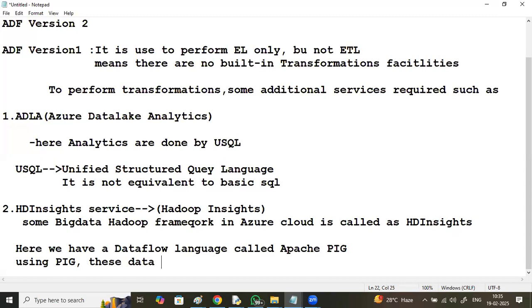Data flow means a collection of pipes. At pipe 1, data extraction. At pipe 2, data cleaning. At pipe 3, creating new fields. At pipe 4, filtering. At pipe 5, aggregations. At pipe 6, writing output to the target. Using Pig, this data flows.